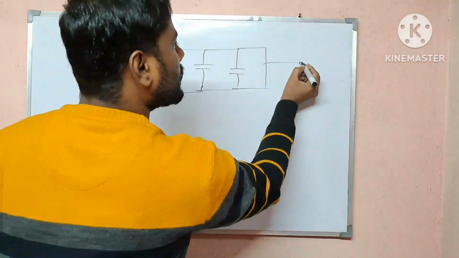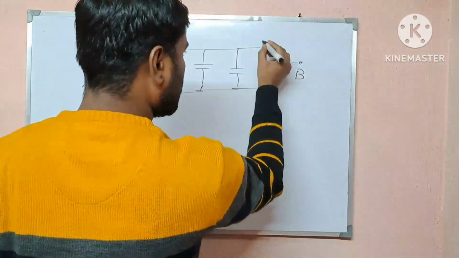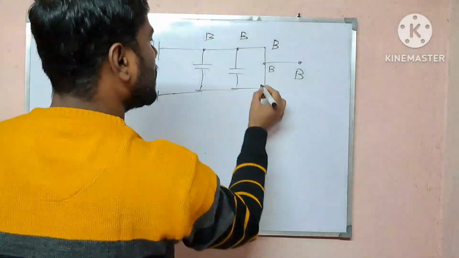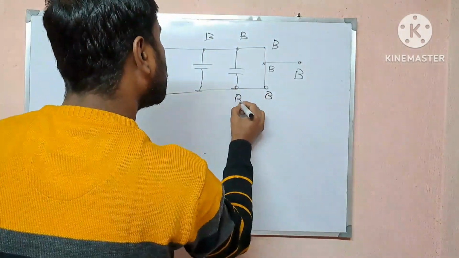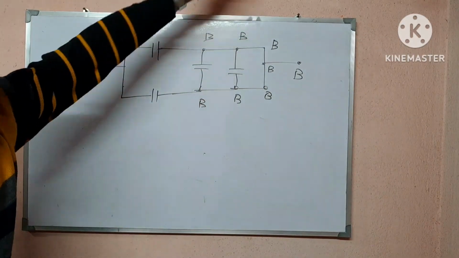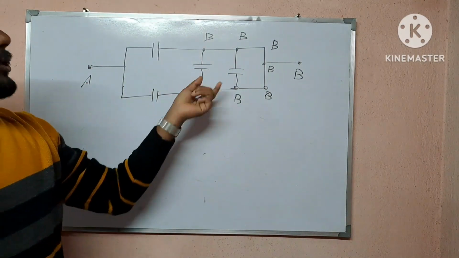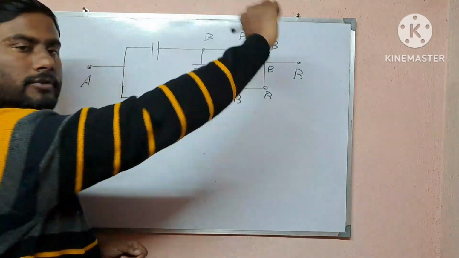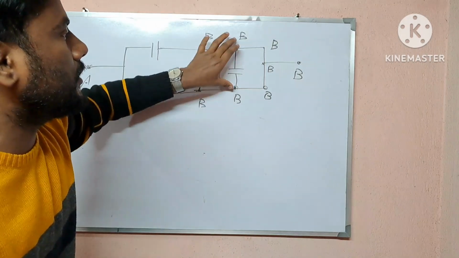That point is B, so that will also be B. That is B, so this is also B. This is B. This is B. This is B. This is B. Now let's see the funny thing. For this capacitor, the potential of both these ends are same. Why? Because that point is also B, that point is also B. That means this point and these points are same.